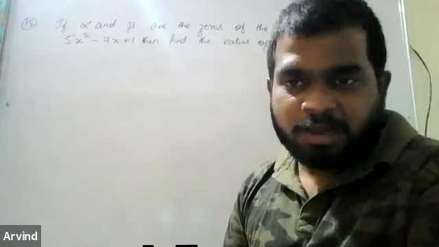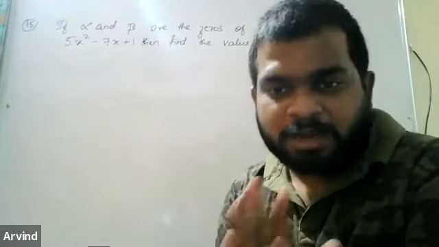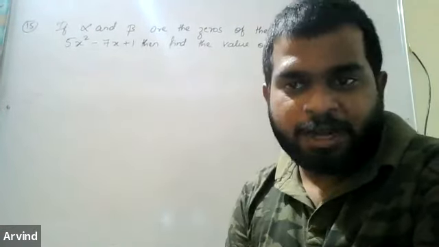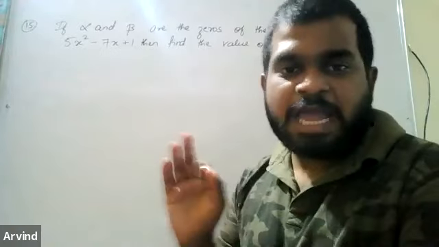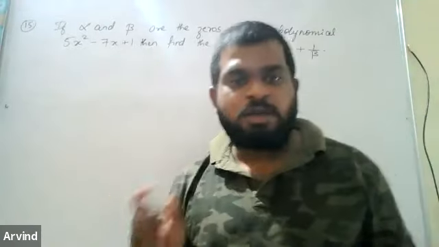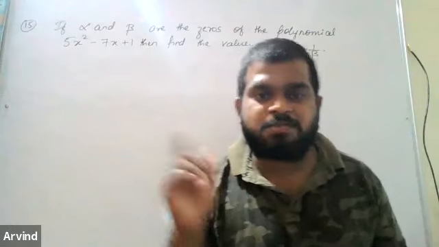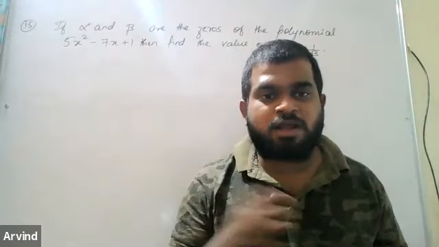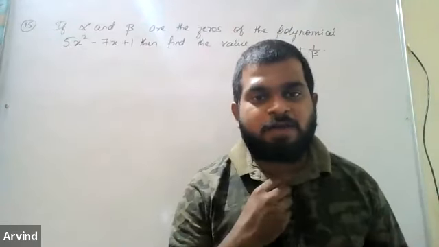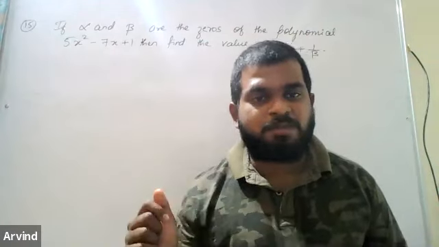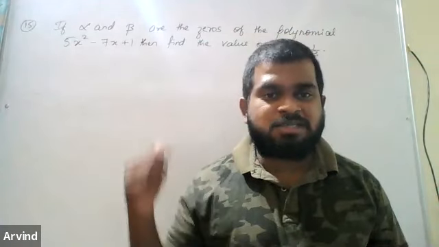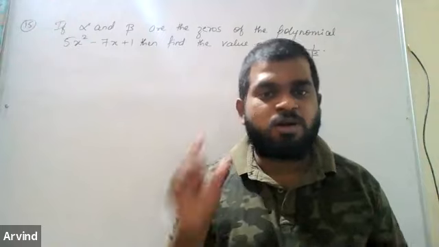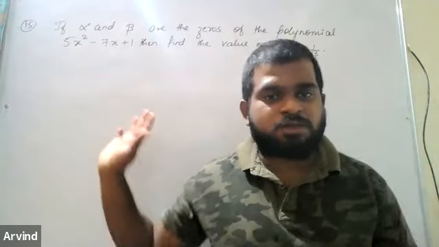You cannot factorize this. If you cannot factorize it, you have to find the sum of zeros and product of zeros. What is the sum of zeros? Alpha plus beta. Product of zeros is alpha into beta. There is one formula, alpha plus beta is given by minus b by a, alpha into beta is given by c by a. Using our formula, we have to find the sum of zeros and product of zeros.